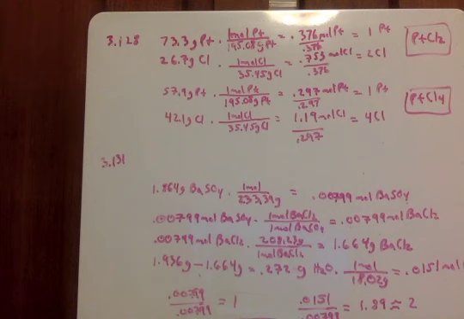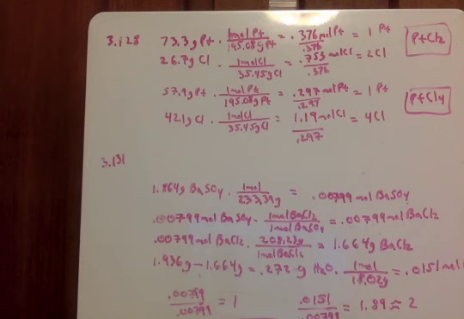Doing the math on the first one, I get PtCl2, and then working through the steps on the second one, PtCl4. And you can see the steps that I did on 3.128. 3.131 is a bit different.